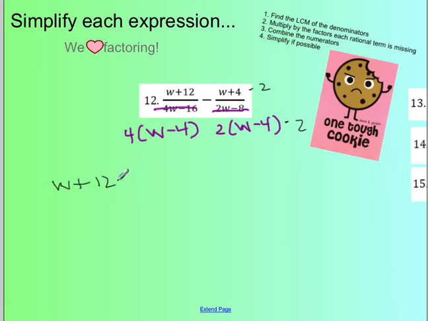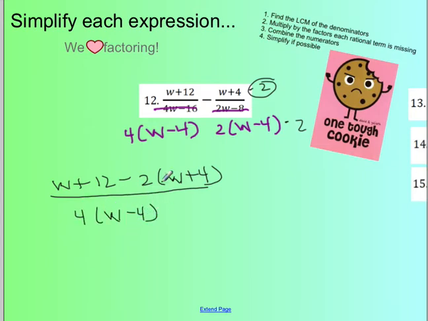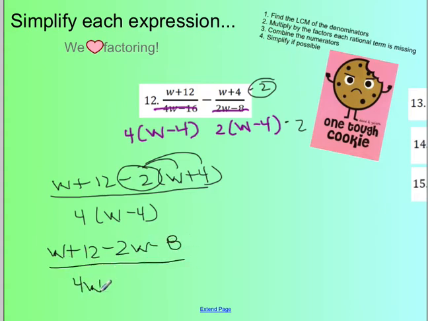So it's W plus 12 minus 2 times W plus 4, all over 4W minus 4. Okay, we should distribute this negative 2. So I will have W plus 12 minus 2W minus 8, and I'm going to distribute the 4 in the denominator, so I'd have 4W minus 16. That is equal to W minus 2W, which is negative W, 12 minus 8 is plus 4, all over 4W minus 16.